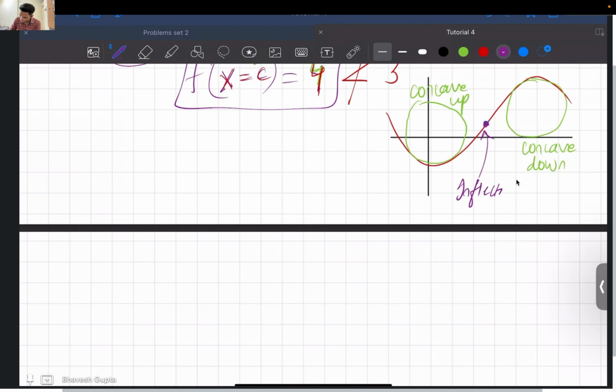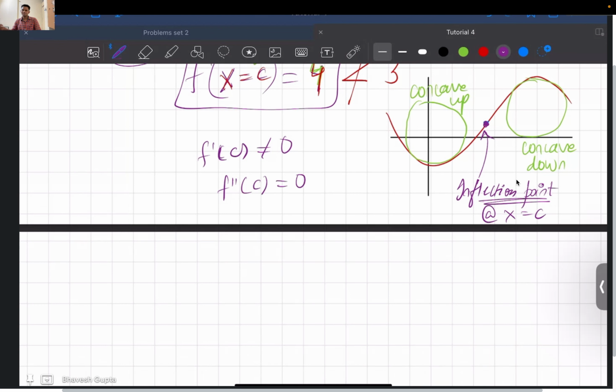Inflection point, I mean to say, not inflation. Inflation means something else. Okay, and you can see that over here the first derivative might not be 0. Let's say this is an inflection point at x equal to some c. So the first derivative might not be 0, but definitely the second derivative is 0.